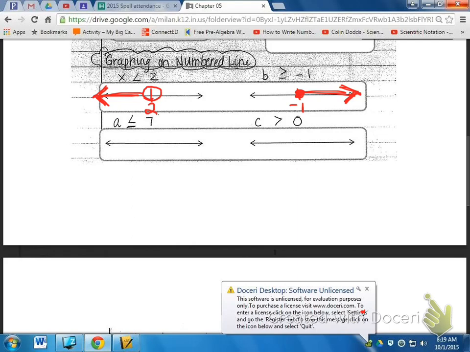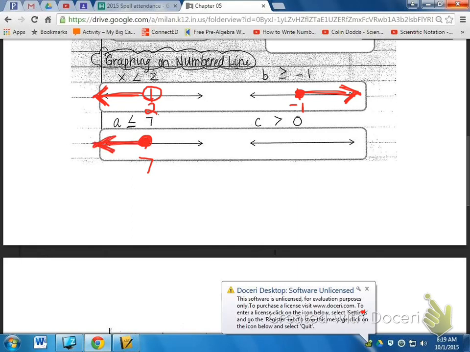Next, a less than or equal to 7. I'm going to put 7 on here. Braxton, open or closed circle? Open. Nope, less than or equal to? Closed. Closed, and I'm going to shade it which way? To the left.